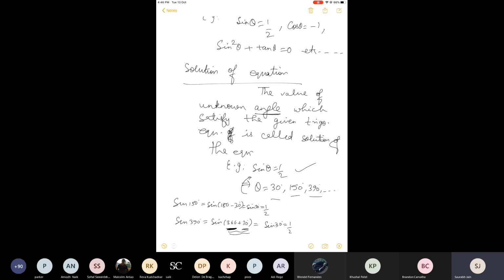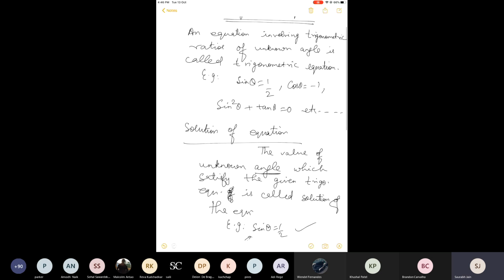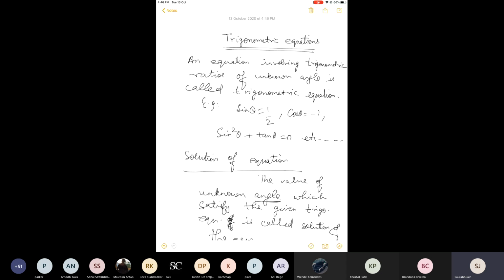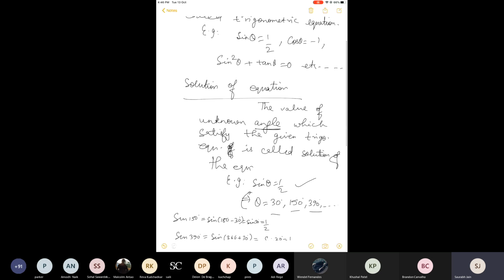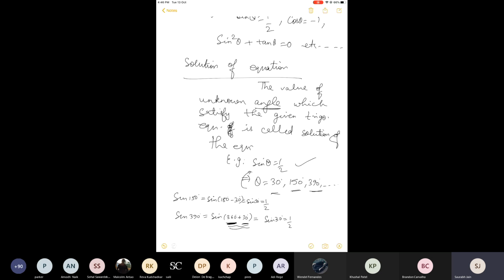So till now, what is the basic thing? First of all, what is a trigonometric equation? An equation involving trigonometric ratios of unknown angles. There were some examples. Then next is solution of equation. By solution we mean the value of the unknown angle which satisfies the given equation, and I have taken one example and written a few angles which satisfy this equation. In fact there are infinite angles, you can go on writing like this, but we will learn the methods by which we can write the answers directly. This is what we have to discuss in this chapter.